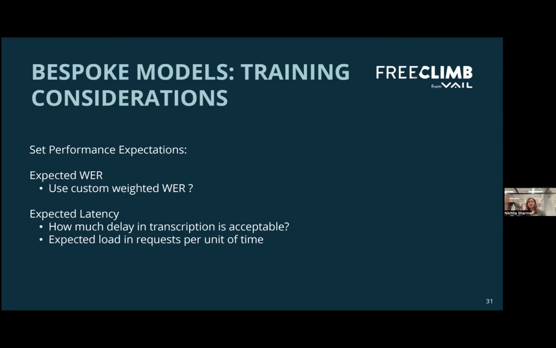Another thing to think about is what is the acceptable latency. How much delay is okay in your application? Like we saw with Whisper, you can have up to 4 seconds delay. So if you have a real-time chatbot, this is not acceptable. So you should also think about how much traffic would be coming into the application and all these scalability issues as you start to train.